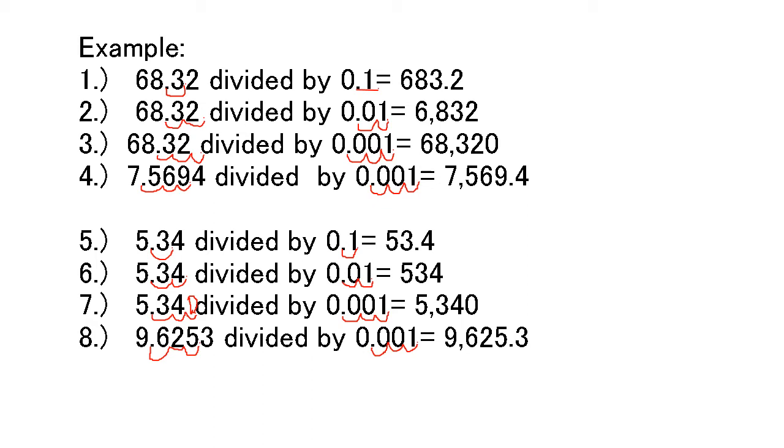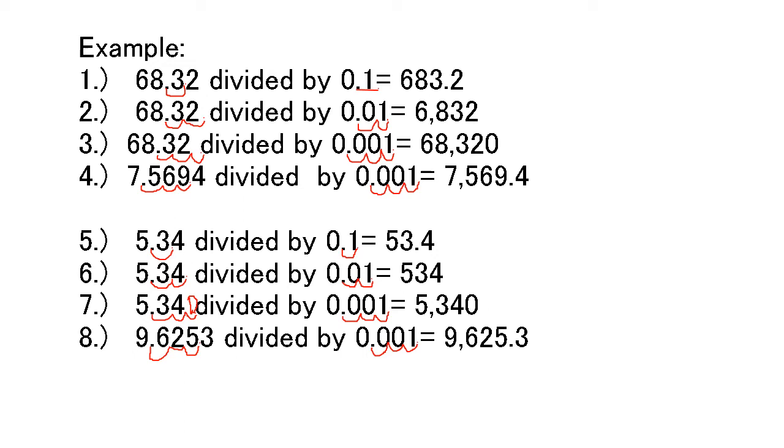Now we are going to move the decimal point in the dividend. 1, 2, 3. So here is the decimal point. So the answer is 7,569.4 or 7,569 and 4 tenths.